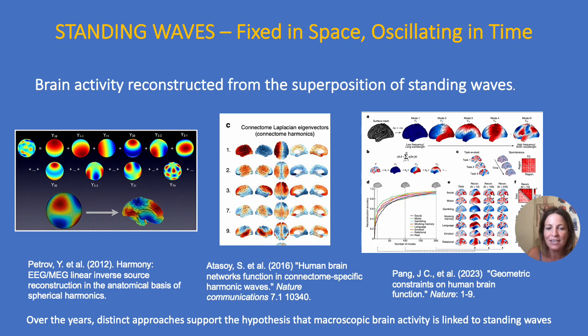So brain activity has been proposed for some time to be the result of the superposition of standing waves. This has long been proposed using EEG and MEG activity, using neurofield theories. So there are different approaches. For instance, here I'm showing a paper where they reconstruct into spherical harmonics that are then expanded to the surface of the cortex, showing that the functional networks we observe may be the reflection of a standing wave.